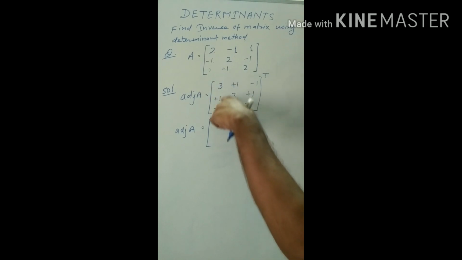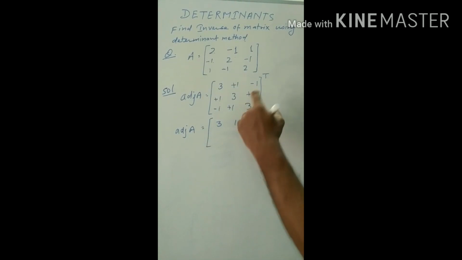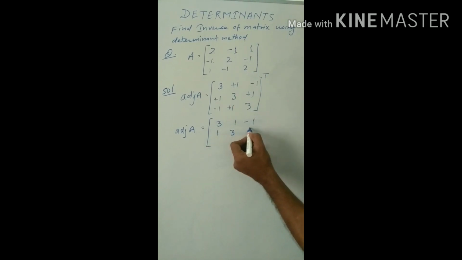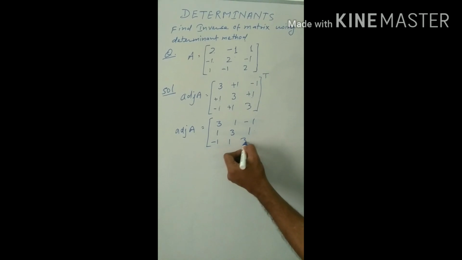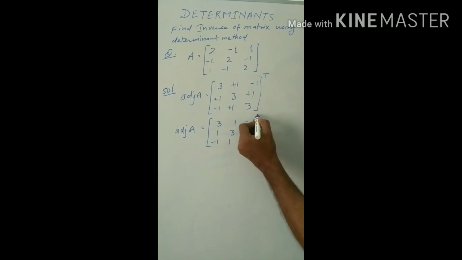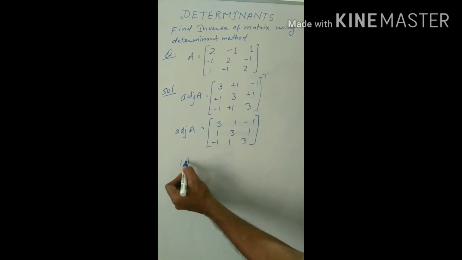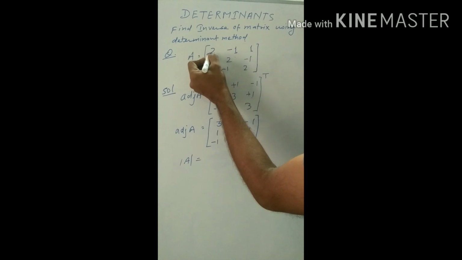Convert this first column into first row, second column into second row, and this third column into third row. This is the adjoint of A. Now we have to find out the determinant of A. For finding out the determinant of A also, we are using a shortcut method here.